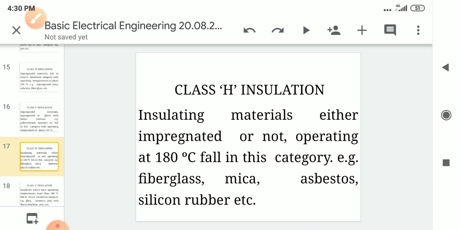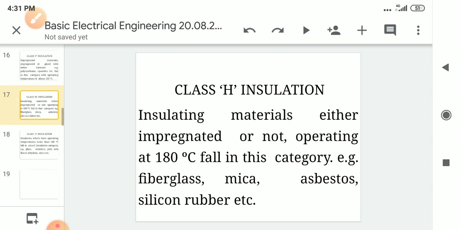After that, class H insulation material. This insulation material, either impregnated or not, has a maximum operating temperature of up to 180 degrees. Here, composite materials on mica, fiberglass, asbestos with suitable bonding substance such as appropriate silicone resins or silicone rubbers all come under this category, and these are the examples for this class H type of insulation material.